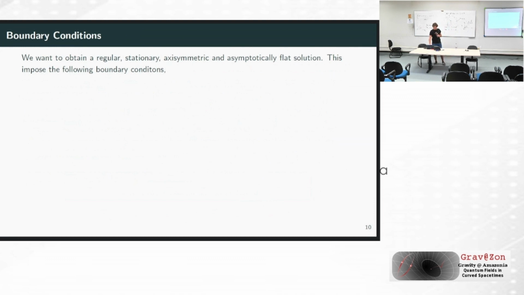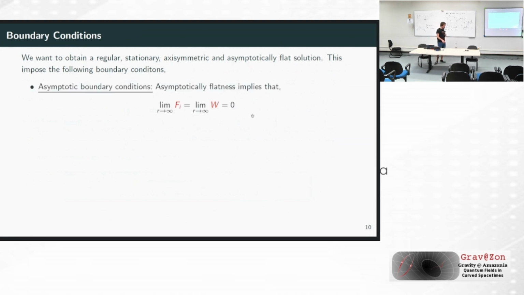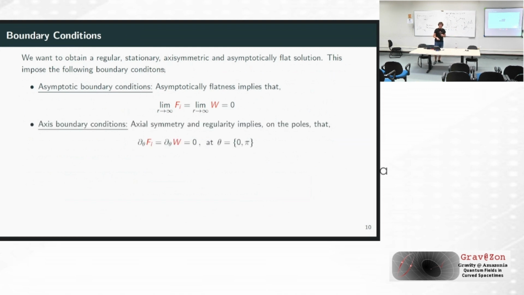impose some boundary conditions. So for example, if you impose asymptotic flatness, this implies that F0, F1, F2, W, as the radial coordinate goes to infinity, must go to 0. The axial boundary conditions imply that, due to the axial symmetry and regularity, the theta derivative of the functions must be 0 at the poles. And then also, if you do not want to have any conical singularities, you also have to impose that F1 must be equal to F2 at the poles.